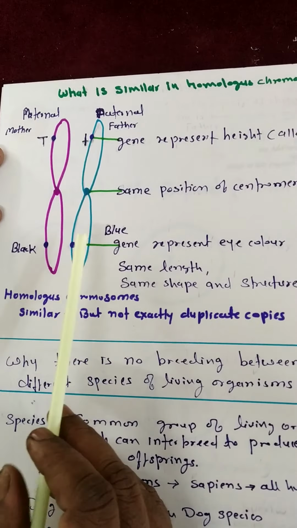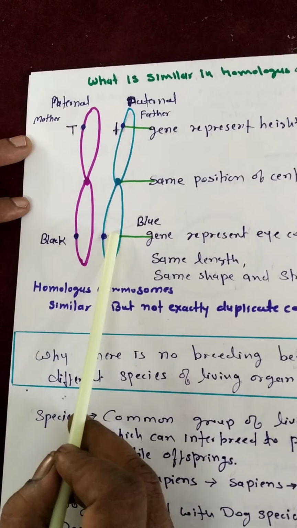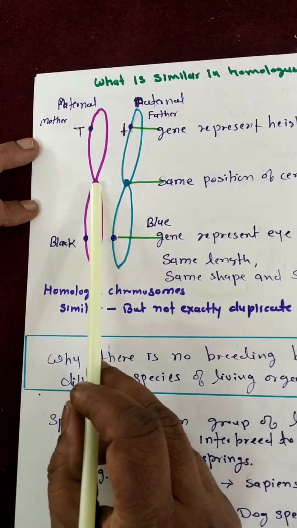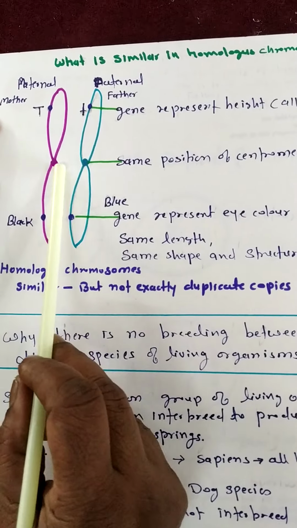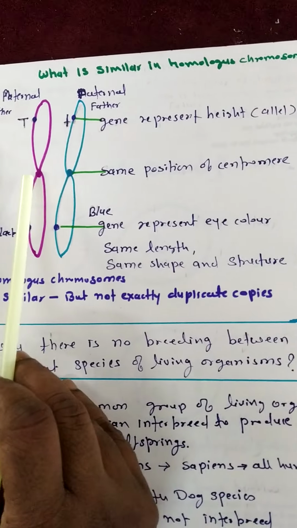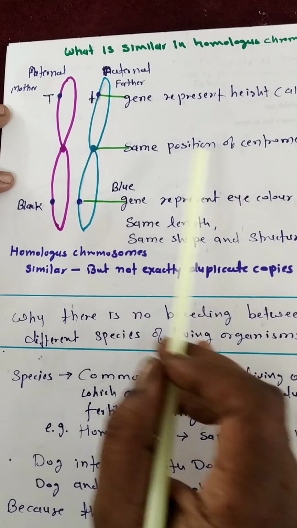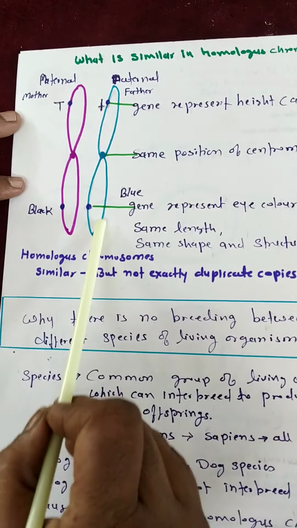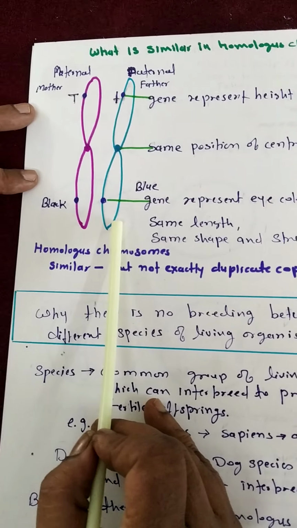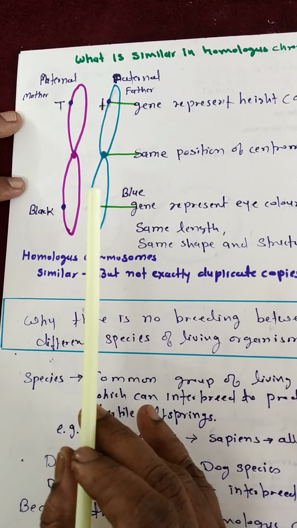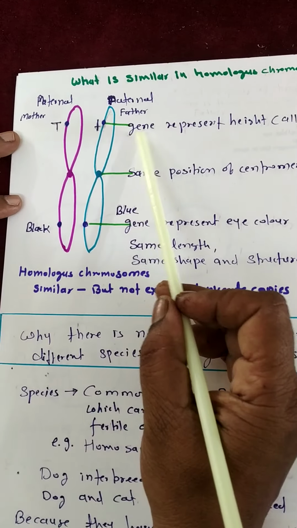So what are the similar things between these two chromosomes? One similarity is the position of the centromere. They have the same position of the centromere. Second, their length is also the same. And the third point of similarity is the type of gene.